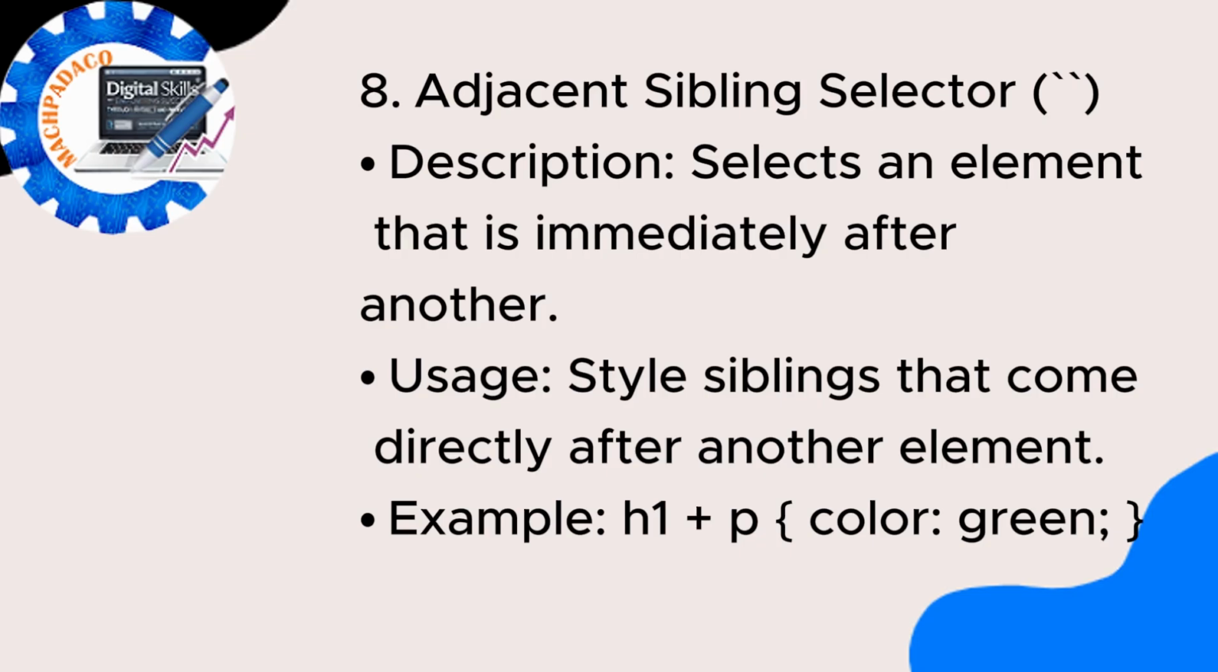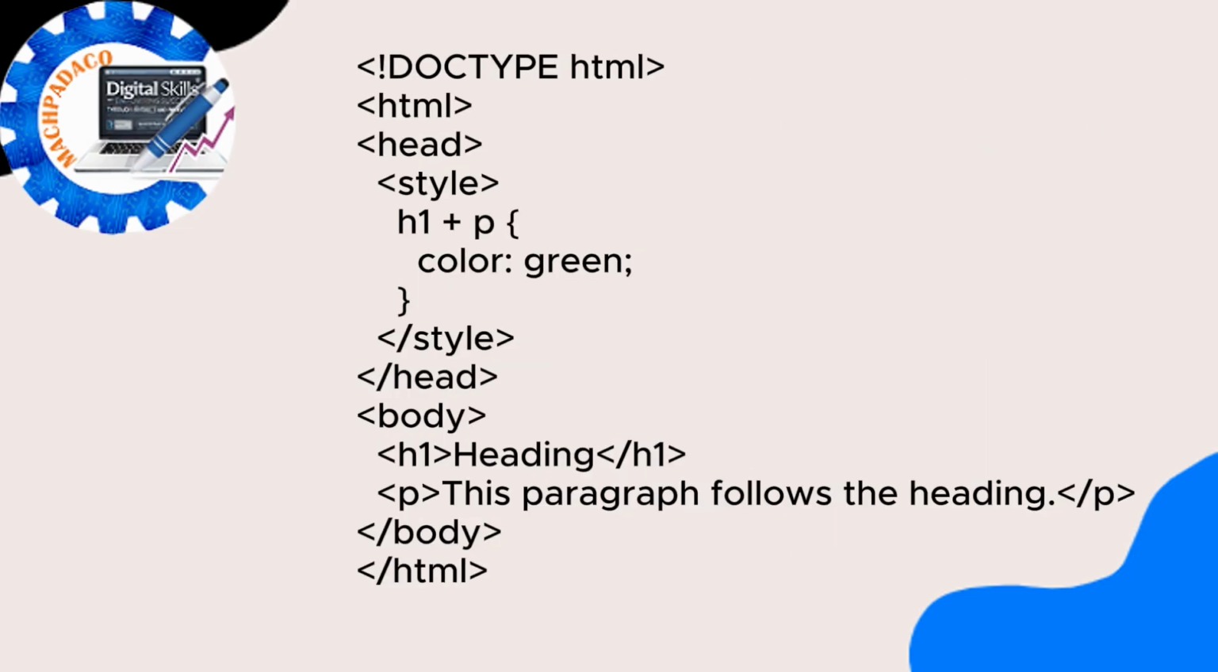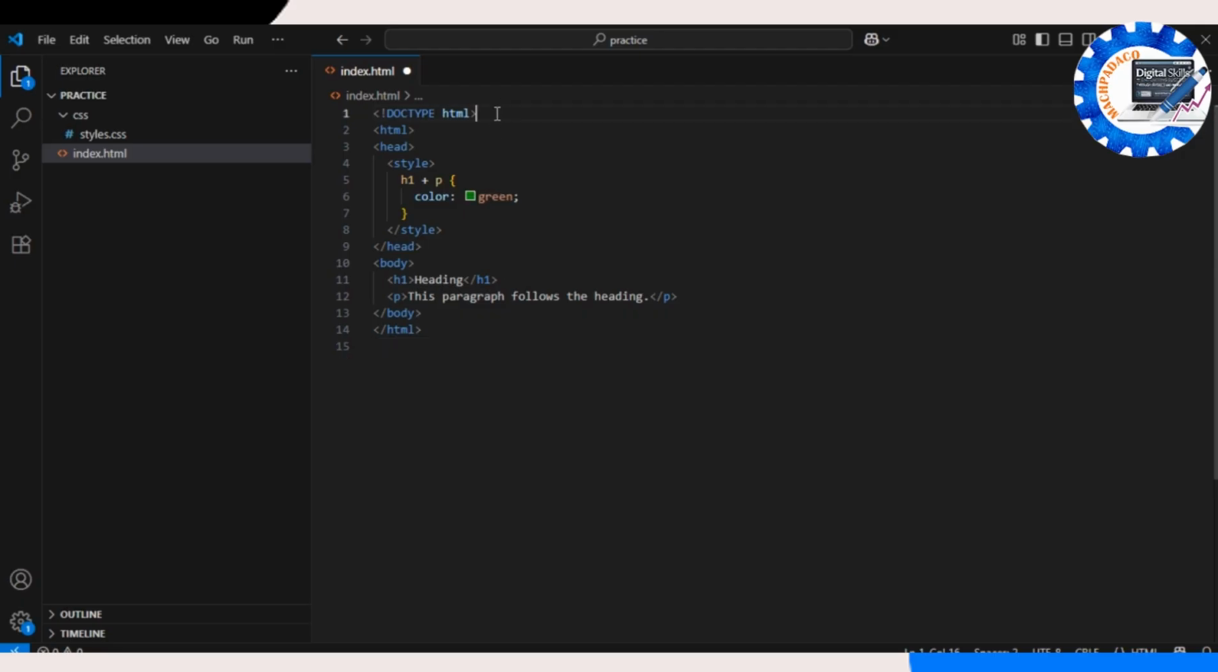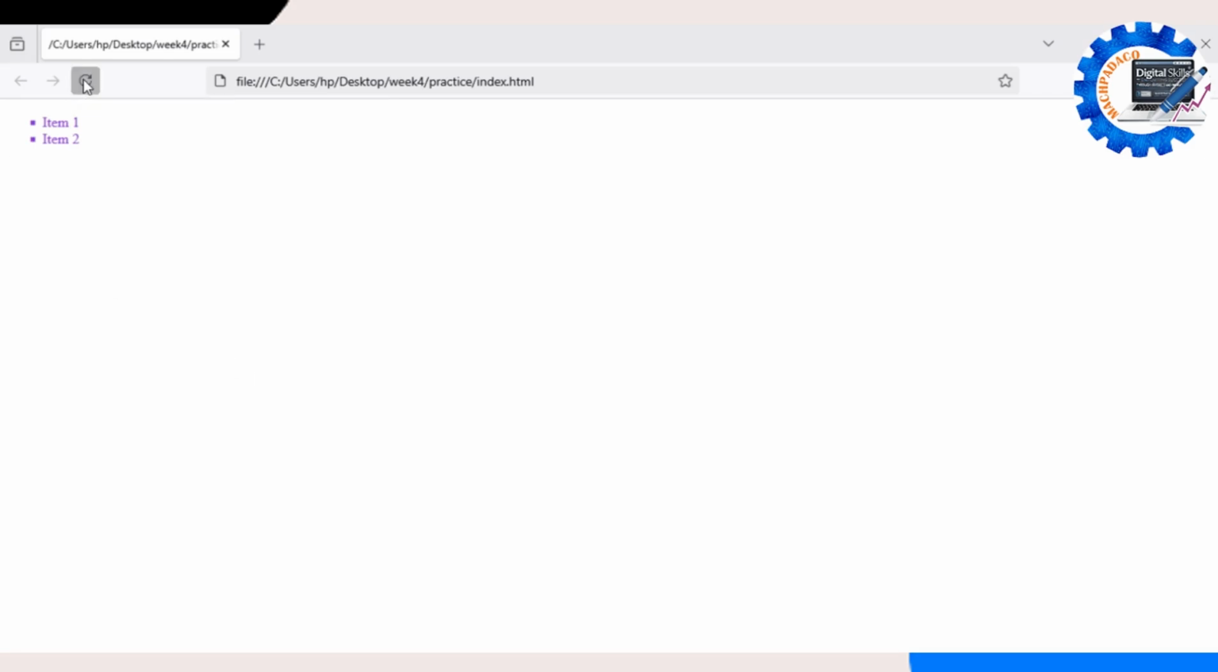The next one is adjacent sibling selector. Description: select an element that is immediately after another. Usage: style siblings that come directly after another element. This is the code displayed on the screen. Then you save it, go to the web browser and refresh it. You see that color green is applied to the paragraph that is coming immediately after H1.